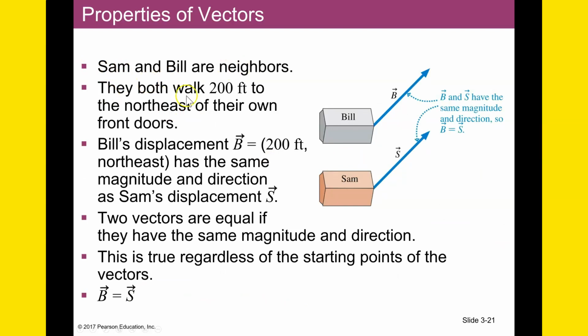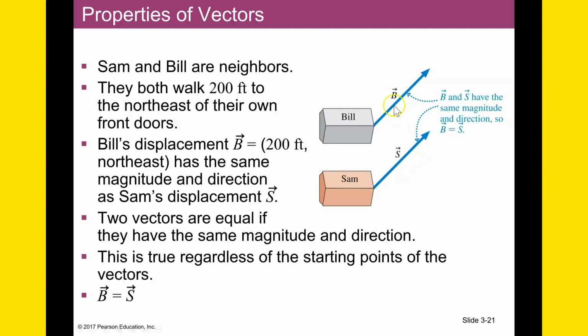Sam and Bill are neighbors. They both walk 200 feet to the northeast of their own front doors. Bill's displacement, B, 200 feet northeast, has the same magnitude and direction as Sam's displacement, S. So there's Bill's displacement vector, B, and Sam's displacement vector, S. Two vectors are equal if they have the same magnitude and direction. So vector B and vector S are equivalent vectors.